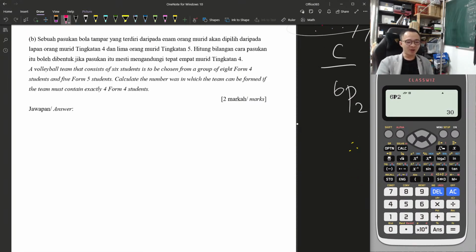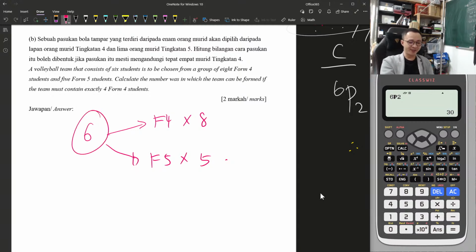A volleyball team consists of 6 students chosen from children. I have 8 students from Form 4 and 5 students from Form 5, and I will choose 6 here. Calculate the number of ways the team can be formed if the team must consist of exactly 4 students from Form 4.